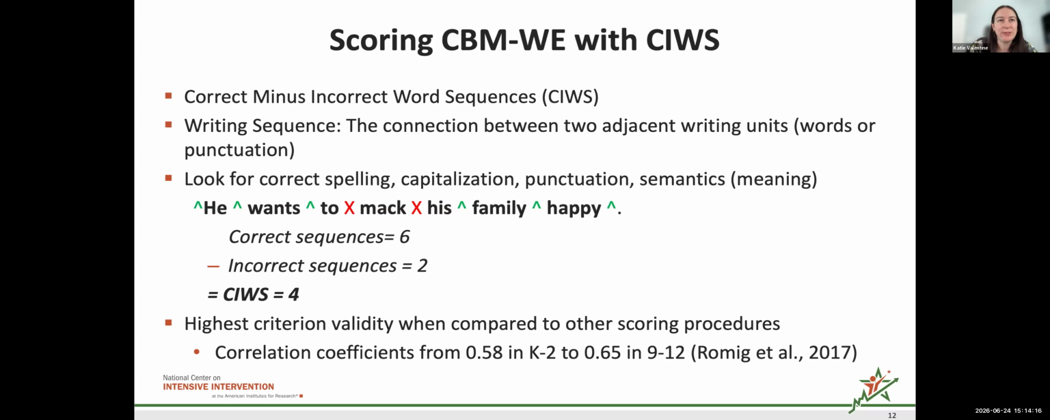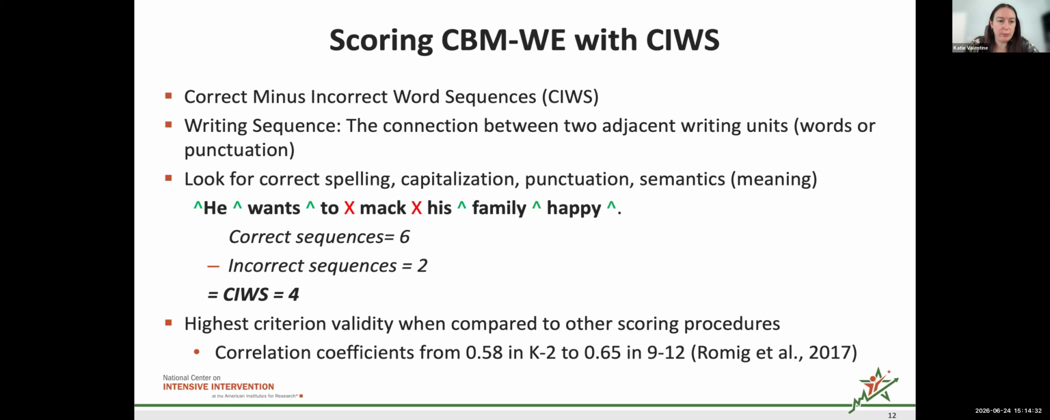So the score for correct minus incorrect word sequences just counts up the number of green carets. So that's 6 minus the number of red X's or incorrect sequences. That's 2. And the CIWS score is 4.